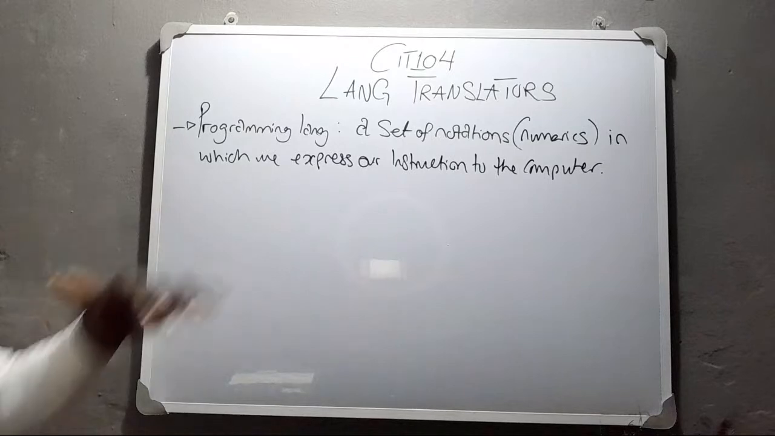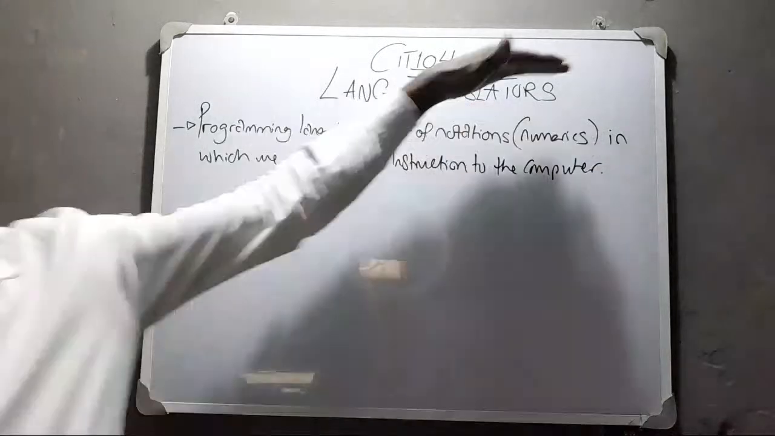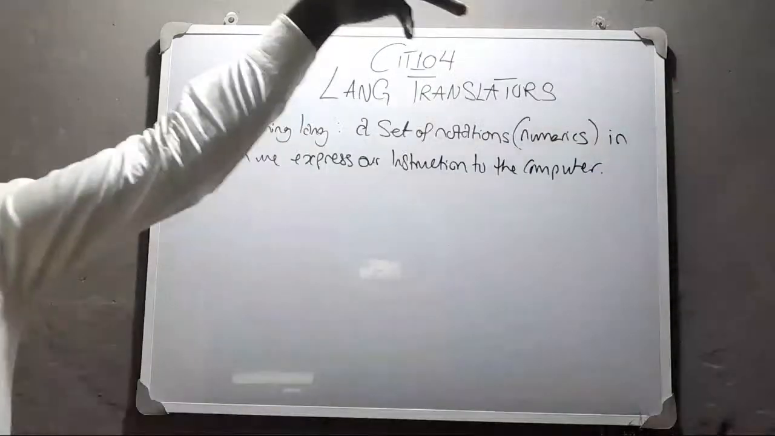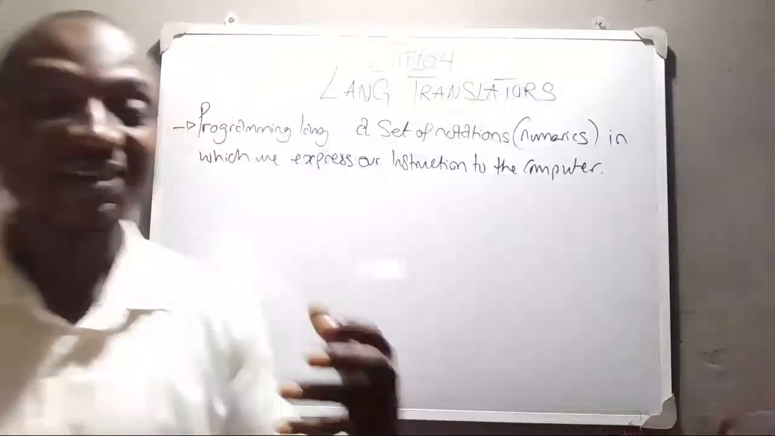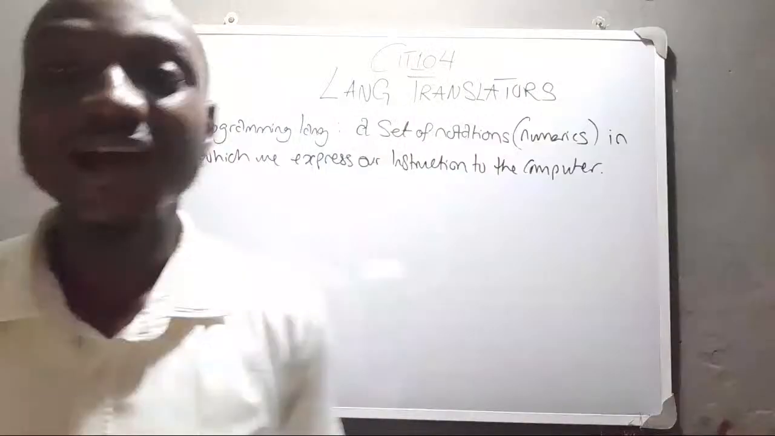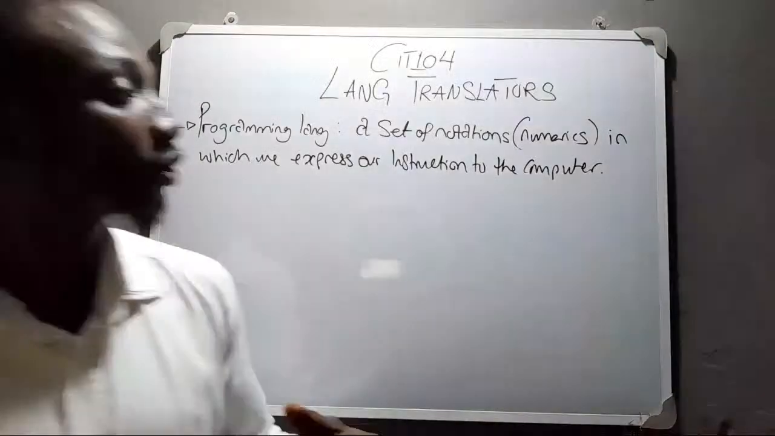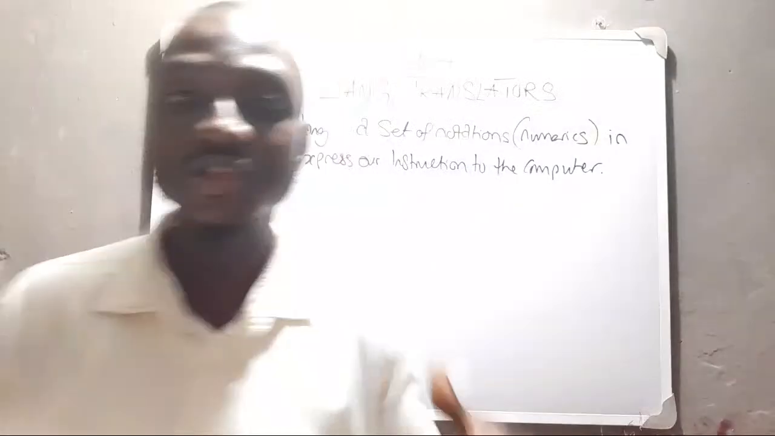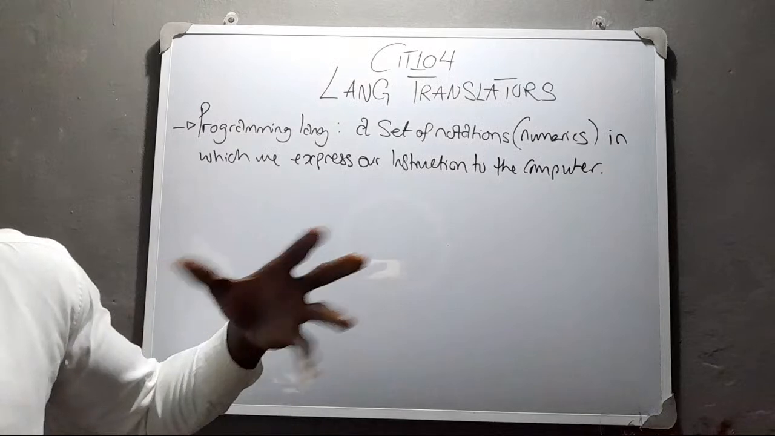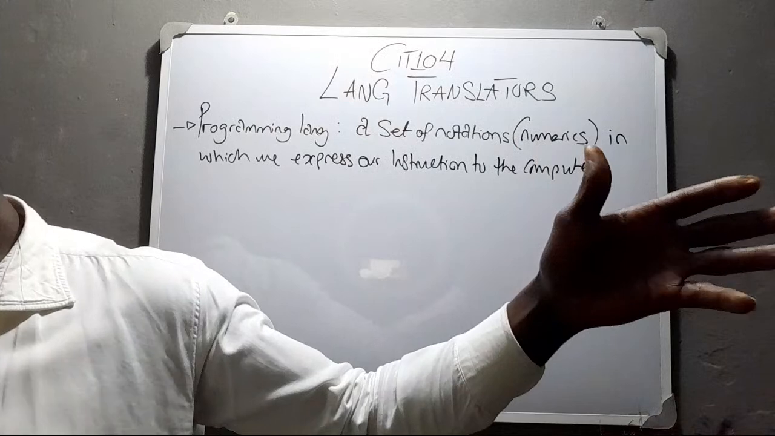Basically, when we talk about programming language, set of notations. Now, talking about language translators, what a language translator does is help to translate. It's an intermediate language between the computer and the user or the programmer. Computer language translator is said to be an intermediate language between the user and the computer. And these language translators, we have them in three different types.